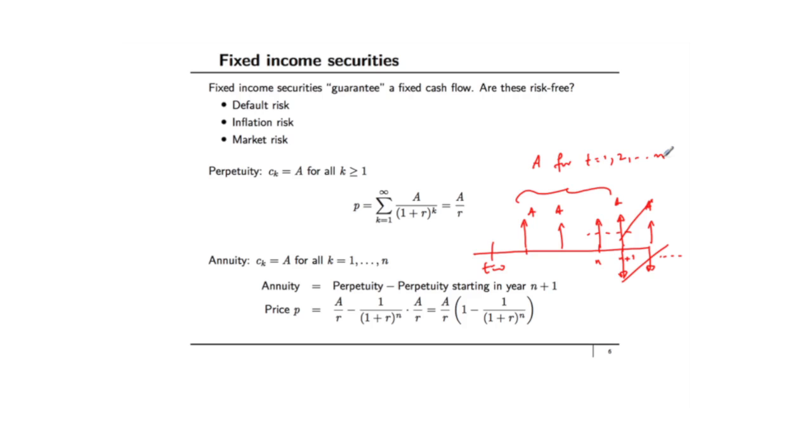So therefore, the price of the annuity is A over R. This is the price of a perpetuity that starts right now. The price of the perpetuity that starts at time n is going to be A over R, but this is going to be at time t equal to n. You have to discount this back n periods, so this is the discount factor. And when you discount it back, you get the price for the annuity. And this is going to be A over R, 1 minus 1 plus R to the power n.